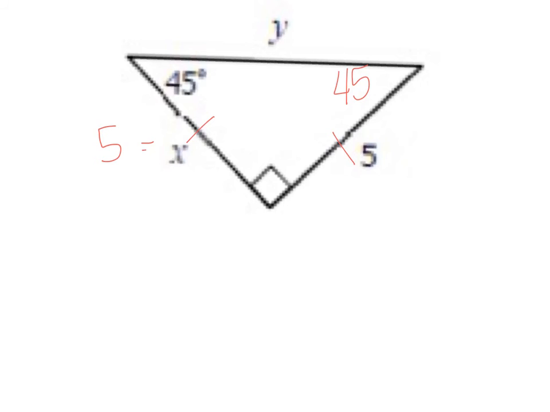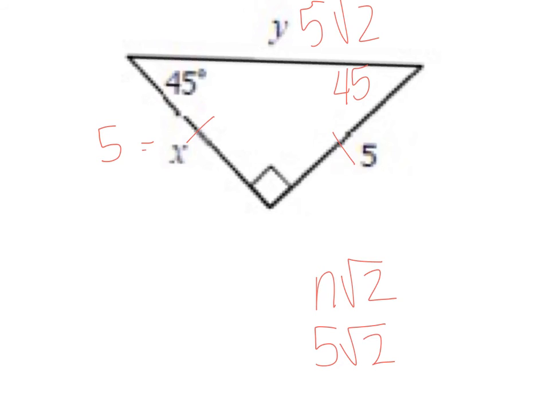The rule for finding the hypotenuse is n square root 2. In this case, we have 5 square root 2. So the side y is going to be 5 square root 2.